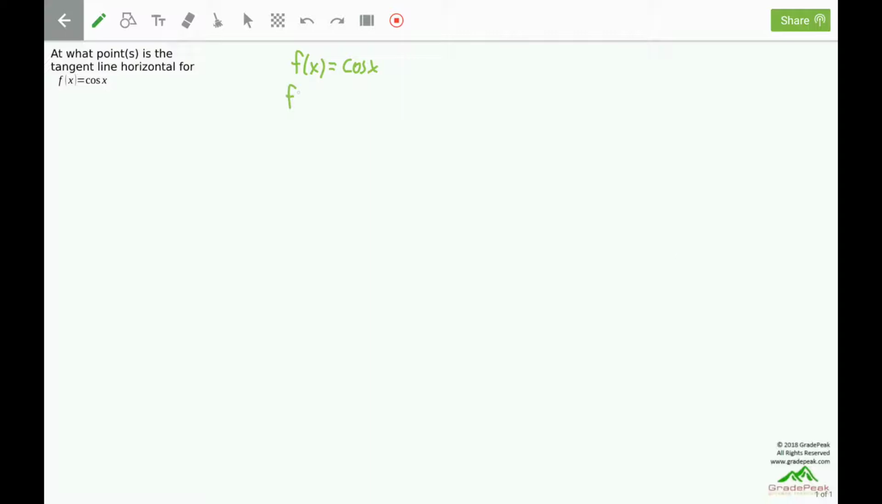The derivative of the cosine of x is the negative sine of x. That's the slope of the tangent line anywhere. We want a horizontal tangent, so we want the slope to equal 0. So we're going to solve negative sine x equals 0. Let's start by multiplying both sides by negative, and that'll give us sine of x equals 0. And now we need to think of all the locations where the sine of x equals 0.